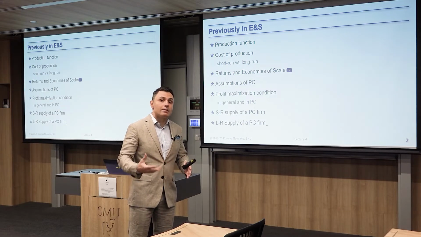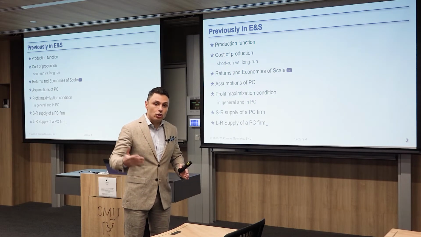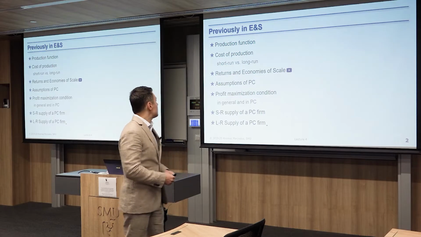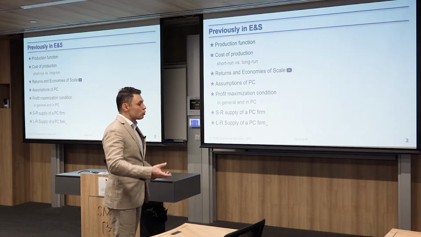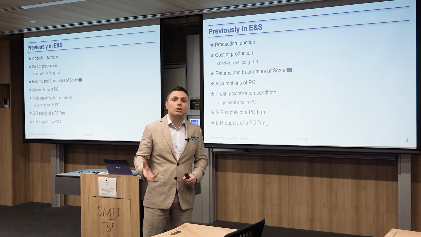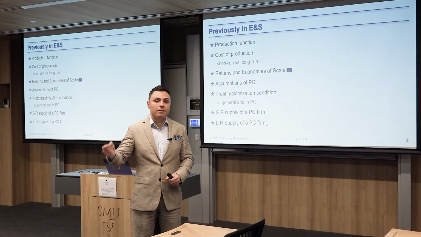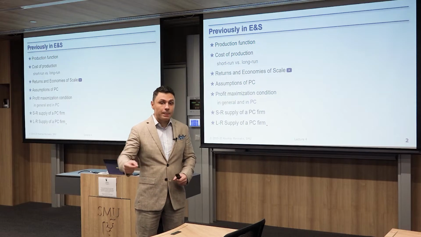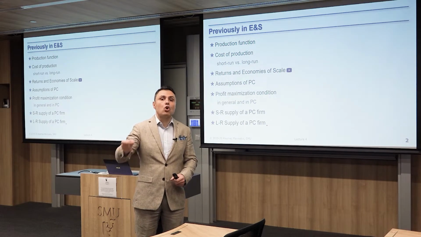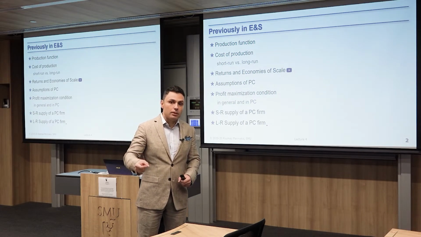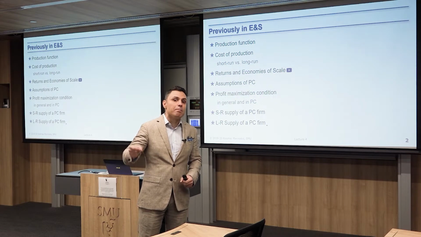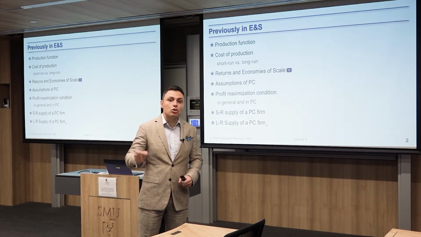But then we said that there is a specific version of this condition that is used under perfect competition. In general, the profit maximization condition is MR equals MC, while in perfect competition specifically it is P equals MC, because in perfect competition P always equals MR, which is not true under monopoly.